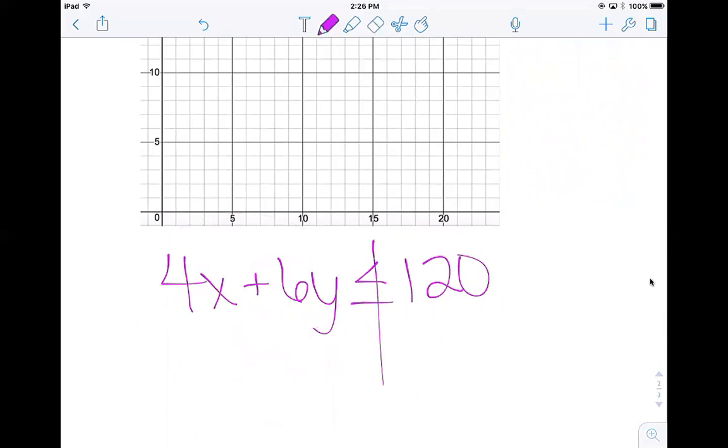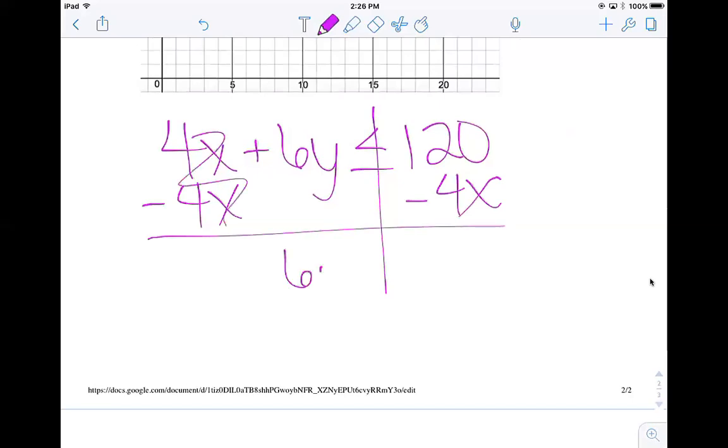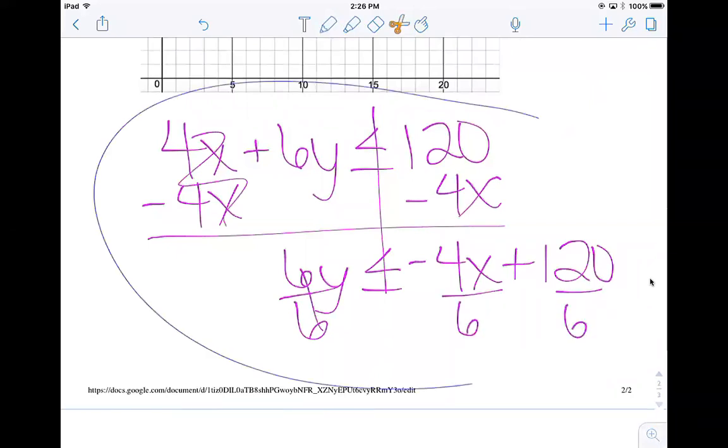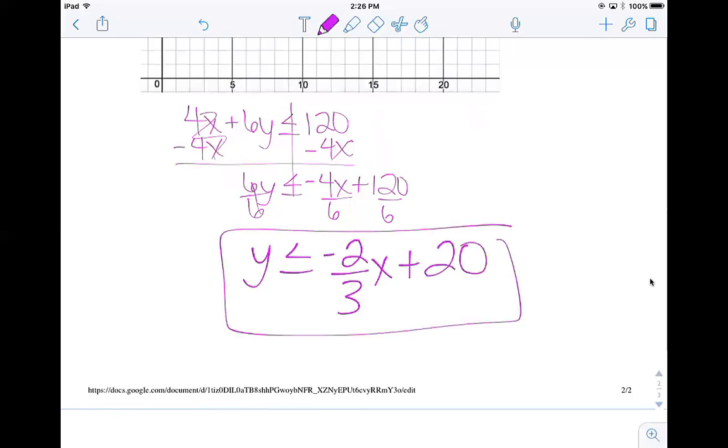So now that we set up our inequality, we want to get our x and move that over. So we're going to subtract 4x from both sides. So we have 6y, we have our inequality symbol, we have negative 4x plus 120. And then we're going to divide all parts by 6. So we are going to have our y, less than or equal to symbol, negative 4/6, which can be reduced to negative 2/3 x, plus 120 divided by 6 is 20. So we have our inequality.